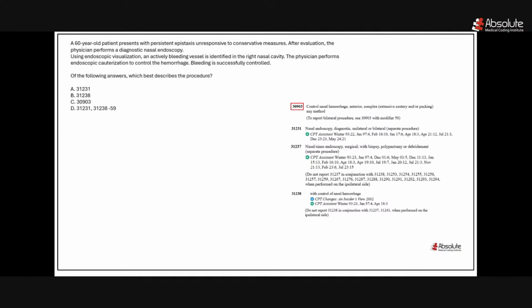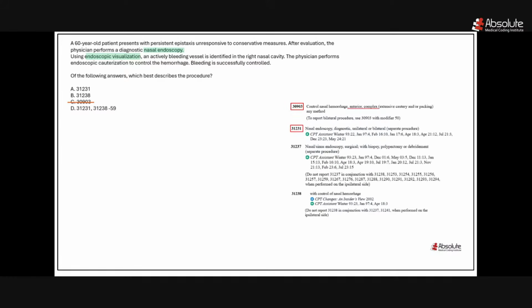So we have here the 30903 CPT code, which is for control of nasal hemorrhage, anterior, complex, any method. So yes, there was a nasal hemorrhage and control of a nasal hemorrhage was performed, but 30903 is incorrect because an endoscopic approach was used, right? Nasal endoscopy was performed and an endoscopic control of the hemorrhage was done. So that's the reason why 30903 is incorrect. C is wrong.